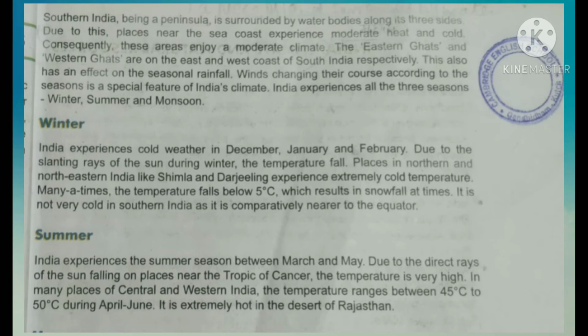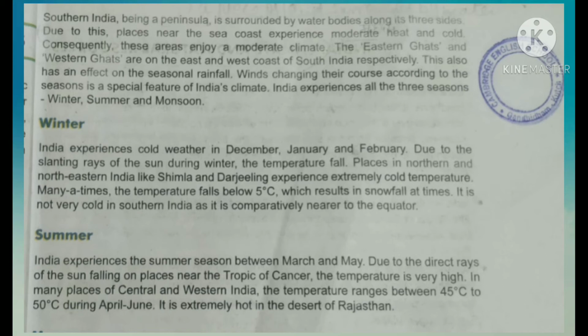Due to these places near the sea coast experience moderate heat and cold. इसी वजह से जो जगह सी के किनारे के पास में है, उनके यहाँ जो गर्मी या सर्दी बड़ी मिनिमम या मीडियम होती है. ऐसा नहीं कि बहुत एक्सट्रीम या बहुत कम नॉर्मल रहता है. Consequently, these areas enjoy a moderate climate. इसी वजह से इन एरिया का एक मॉडरेट क्लाइमेट होता है, न बहुत ज़्यादा सर्दी न बहुत ज़्यादा गर्मी.